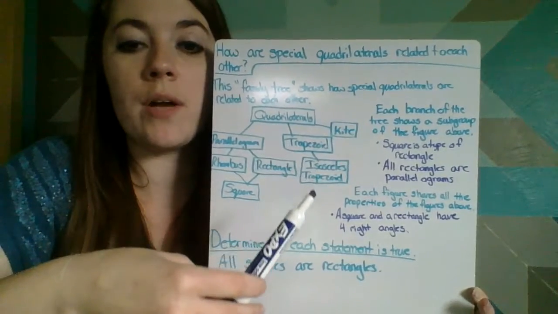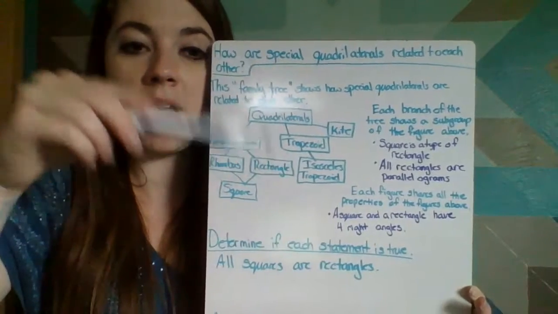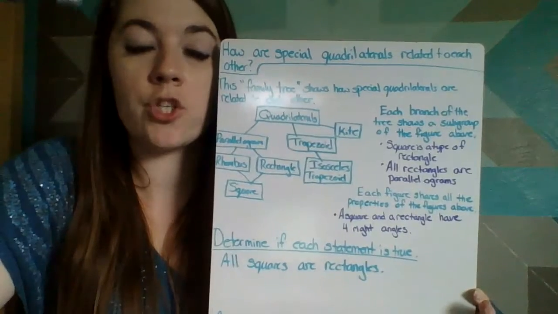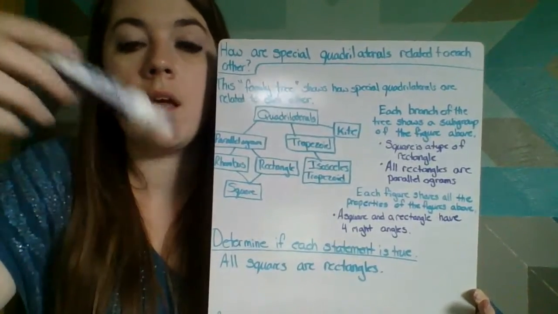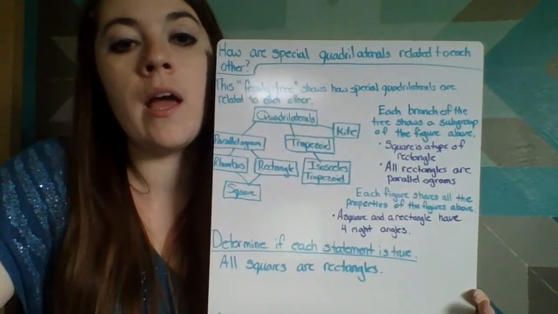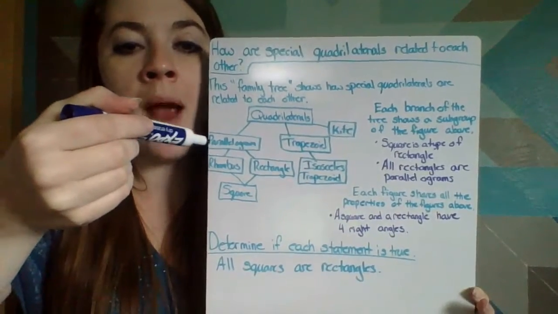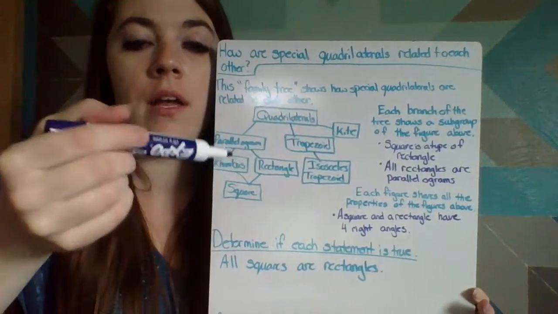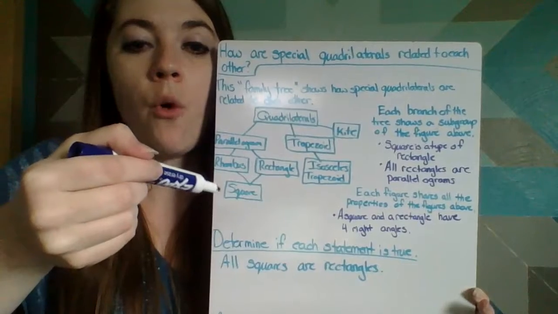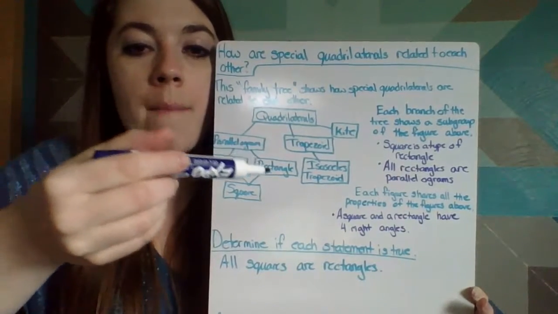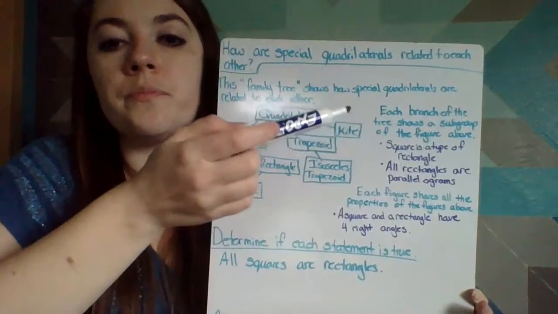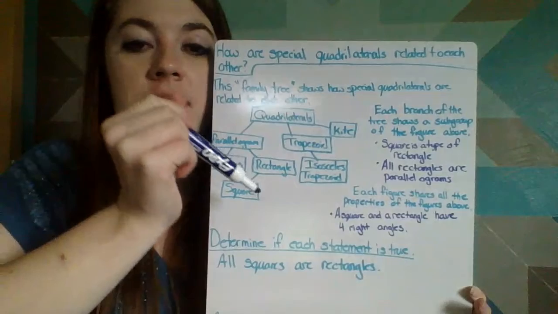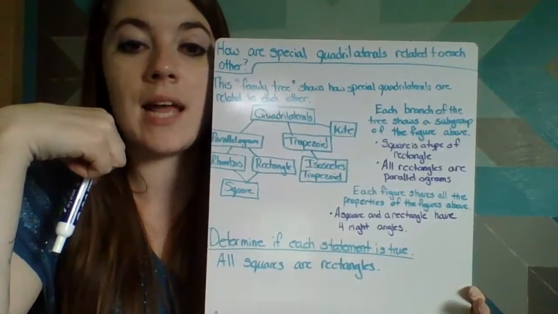Then off of trapezoid, we have an isosceles trapezoid, which just means that the 2 sides that aren't parallel are congruent to each other. And then last but not least, we have parallelogram. From parallelogram, we split off into a rhombus and a rectangle. And then from both the rhombus and rectangle, we get to the square, because a square is both a rhombus and a rectangle. So each branch of the tree shows a subgroup of the figure above. So we have all these different subgroups as it extends out.